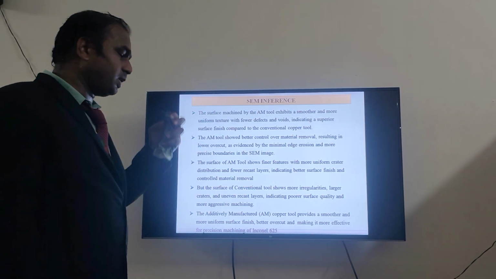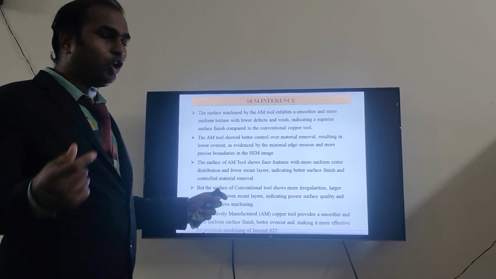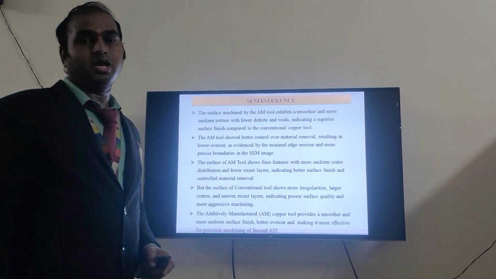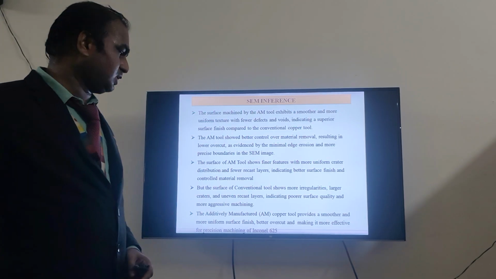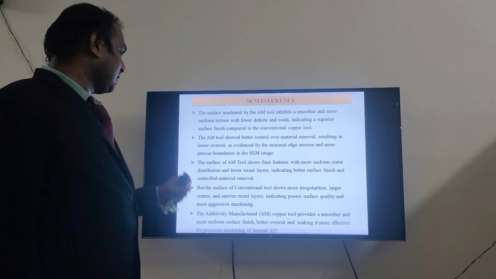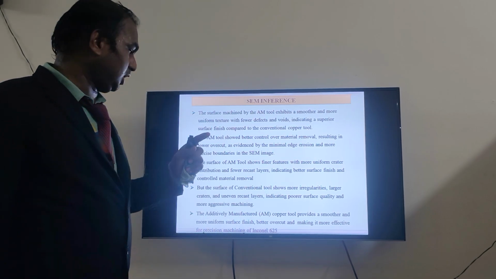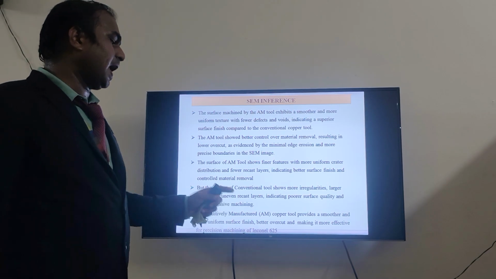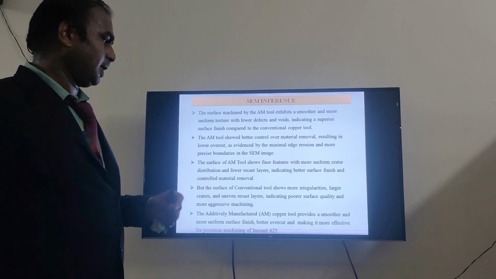The third one is the surface. Talking about the surface, we see finer structures with uniform crater mark distributions and very few recast layers, which is shown in the SEM images of the unconventional machining process. But the surfaces from the conventional tool show irregularities, larger crater marks and uneven recast layers, indicating a poor surface finish. The additive manufacturing tool gives a smoother finish and lower overcut, presenting a more effective result on Inconel 625.